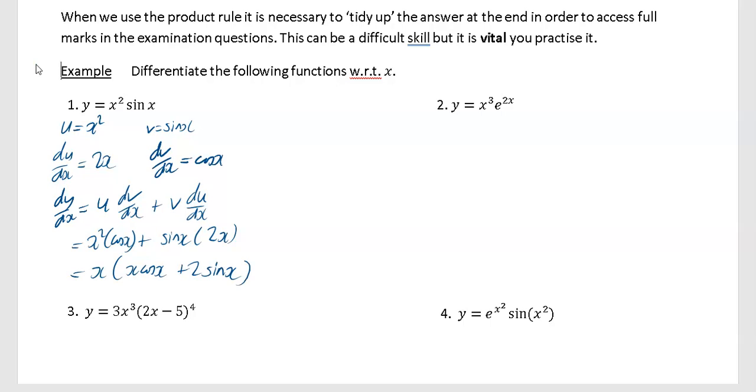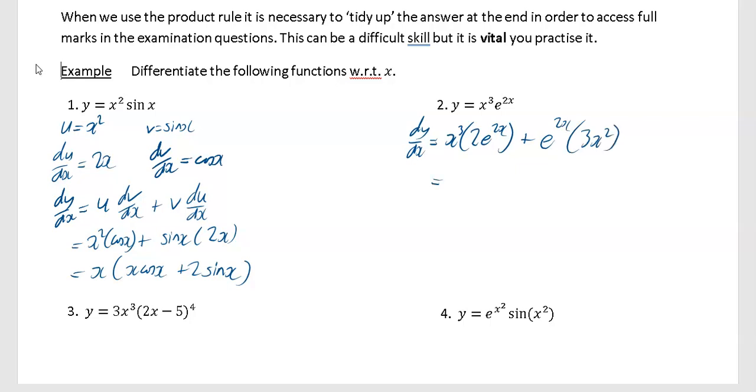Okay, for example 2, I'm going to do this without using the rule. I'm just going to use what I say, which is write down the first, differentiate the second, write down the second, differentiate the first. So write down the first, you're going to get x cubed. Differentiate the second, you're going to get 2e to the 2x. Then write down the second, which was e to the 2x, and differentiate the first, you're going to get 3x squared.